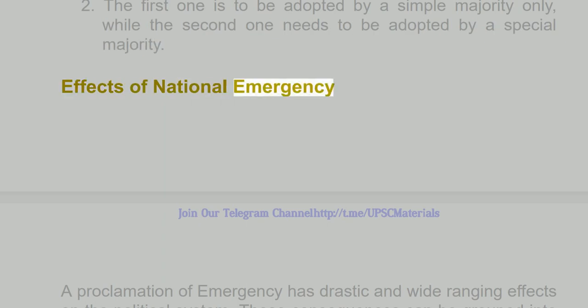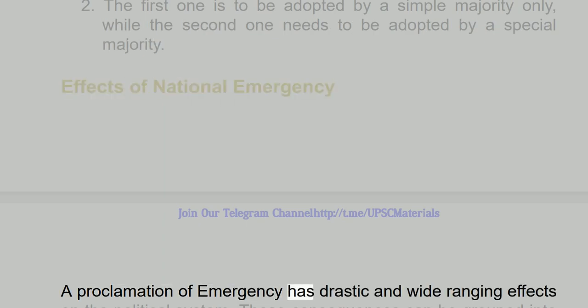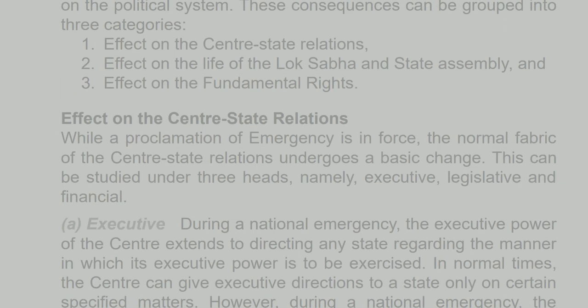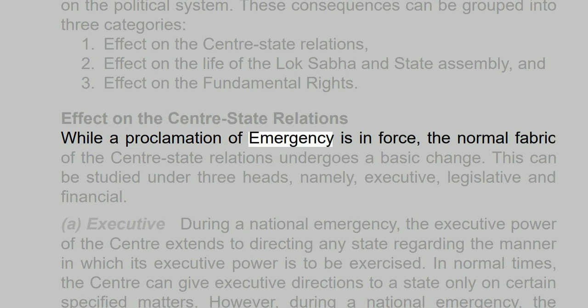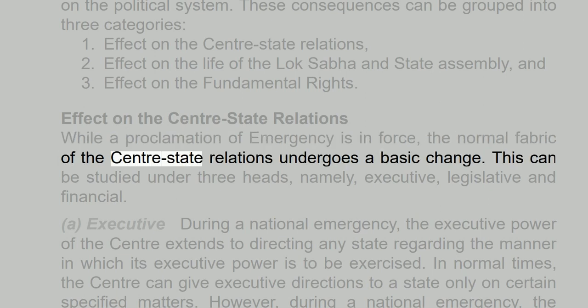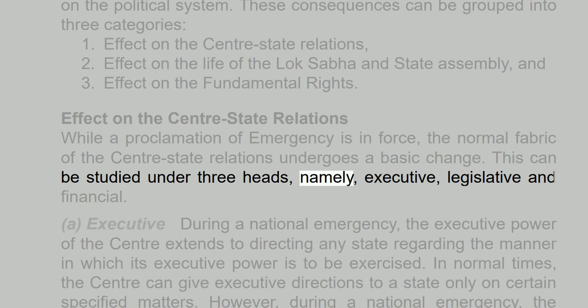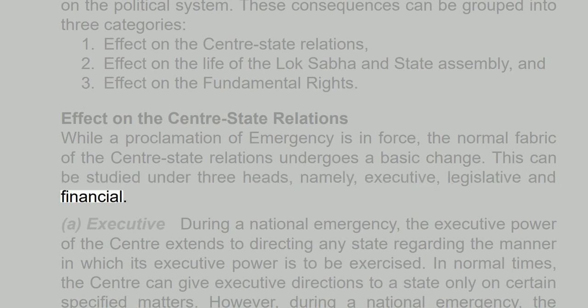Effects of national emergency. A proclamation of emergency has drastic and wide-ranging effects on the political system. These consequences can be grouped into three categories: 1. Effect on the center-state relations, 2. Effect on the life of the Lok Sabha and State Assembly, and 3. Effect on the fundamental rights. Effect on the center-state relations. While a proclamation of emergency is in force, the normal fabric of the center-state relations undergoes a basic change. This can be studied under three heads, namely, executive, legislative and financial.